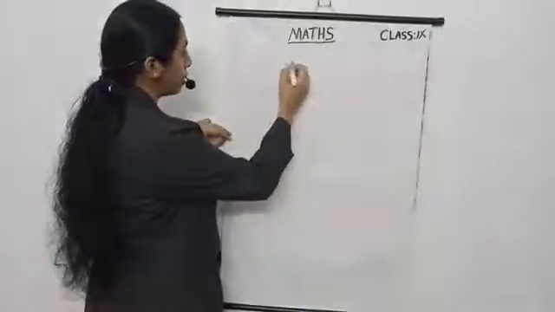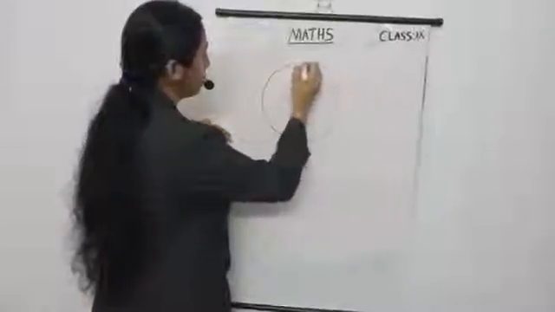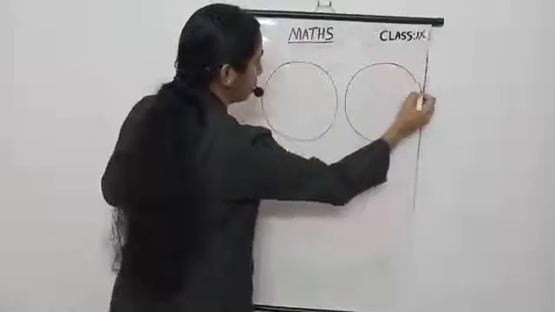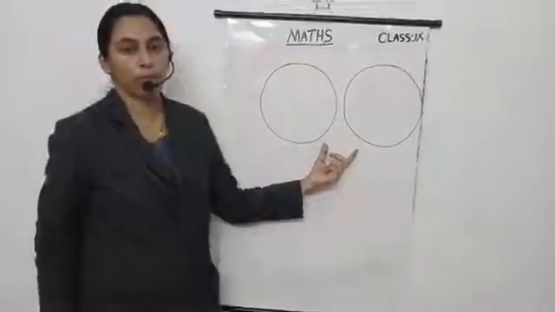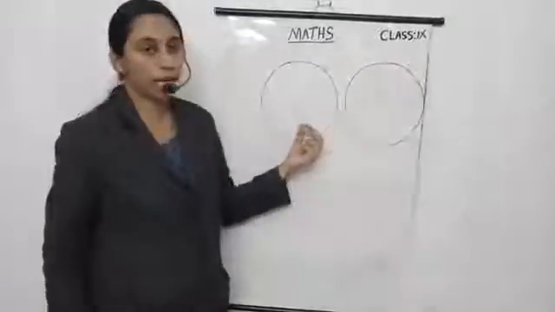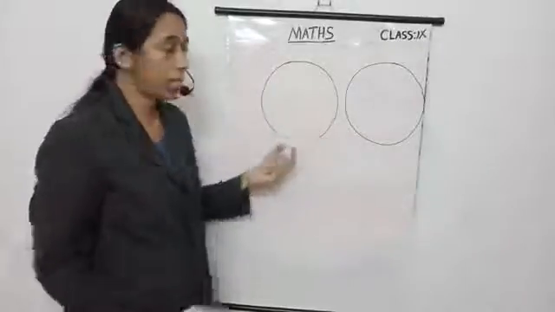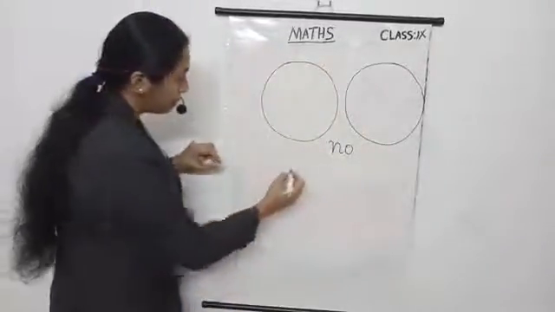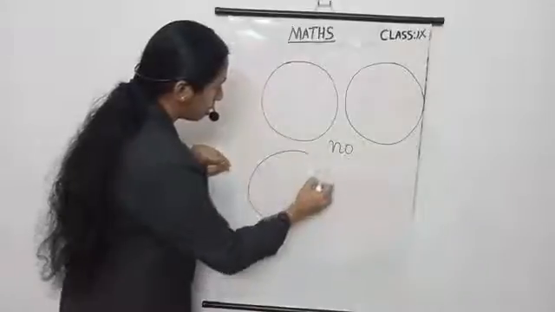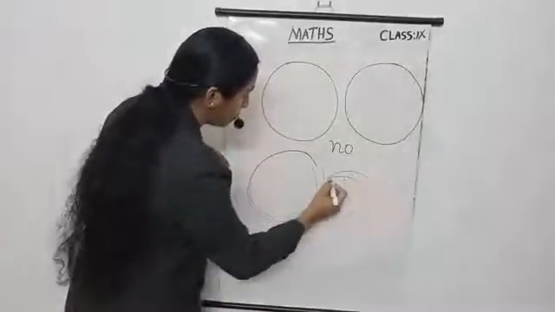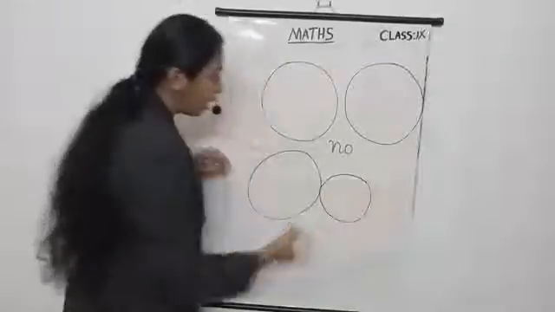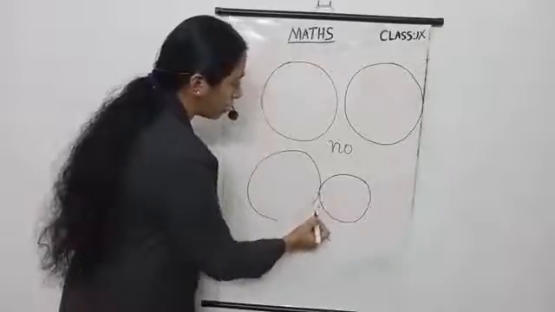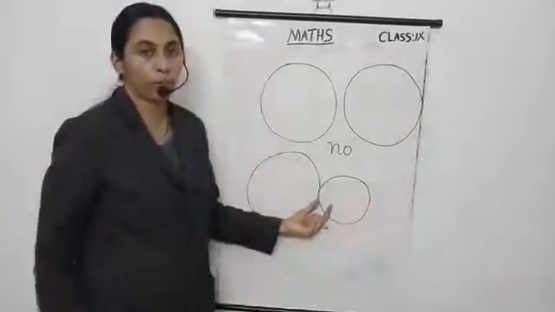So first pair, 2 circles. This is the first pair of circles. Here how many points are in common? No points are in common. Now next pair of circles, consider like this. Here how many points are in common? Yes, here only 1 point is in common.